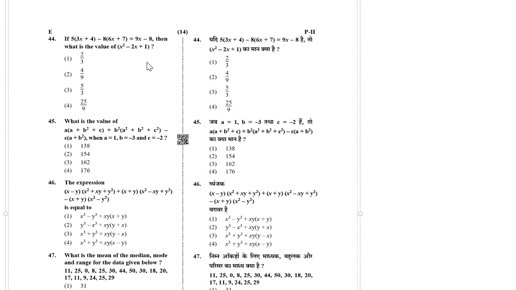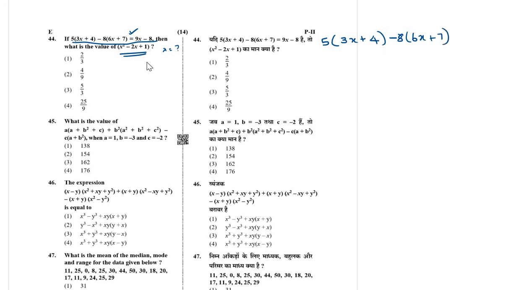Move to the next question. 44. What is given? Some equation is given, an algebraic equation, because there is an equal sign here. From this you have to find the value of x and then substitute here, you will get the answer. So what is the given algebraic equation? We will write it again. 5 into (3x plus 4) minus 8 into (6x plus 7) equal to 9x minus 8. Once again check the question. 5 into (3x plus 4) minus 8 into (6x plus 7). Okay, question is correct. Now move.